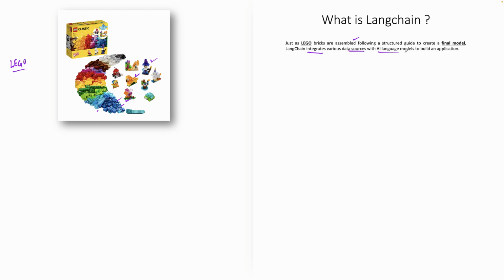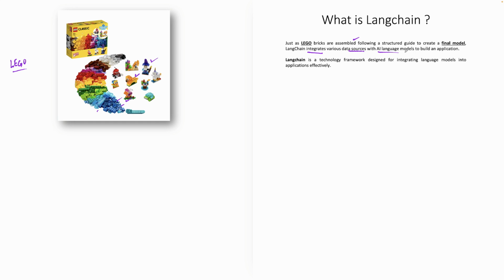Or if you want to, let's say, integrate multiple LLMs, let's say you want to have a Llama, you want to have, say, ChatGPT from OpenAI. If you want to combine all those, then you would have to utilize Langchain, right?